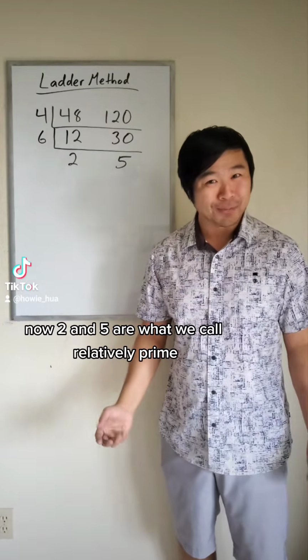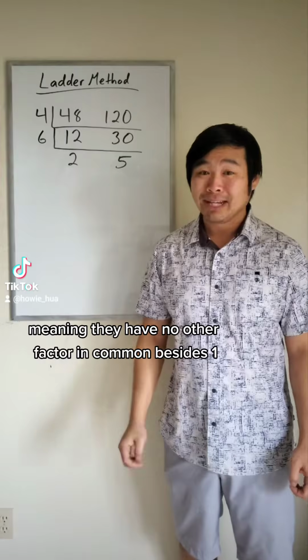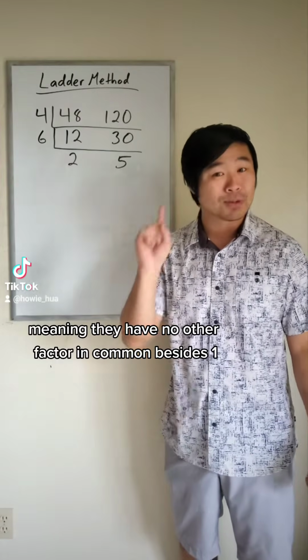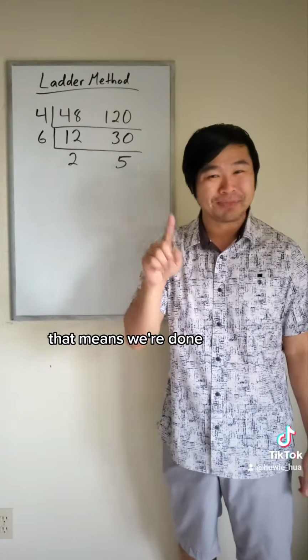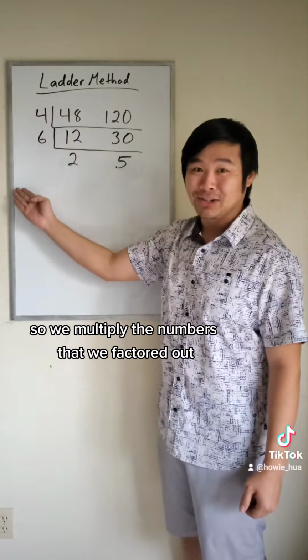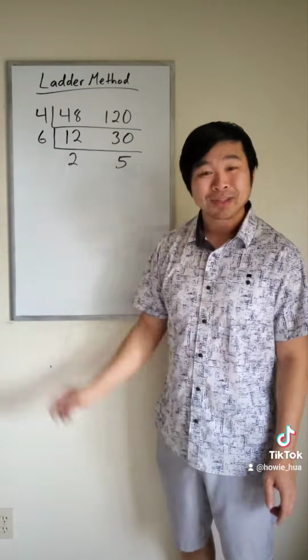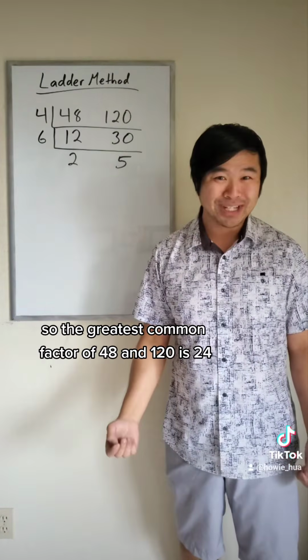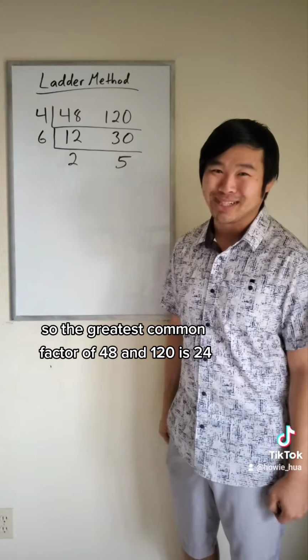Now, 2 and 5 are what we call relatively prime, meaning they have no other factor in common besides 1. That means we're done. So we multiply the numbers that we factored out to get the greatest common factor. So the greatest common factor of 48 and 120 is 24.